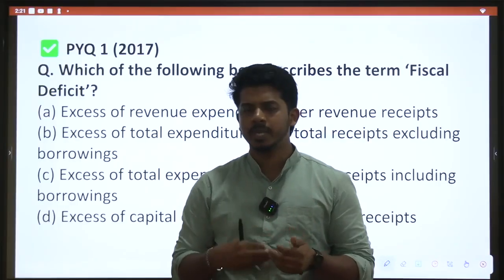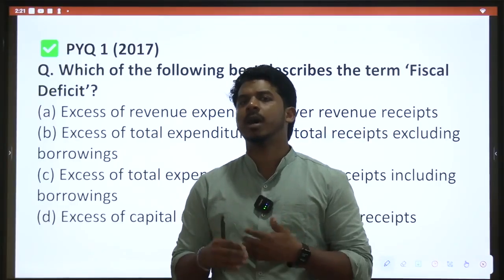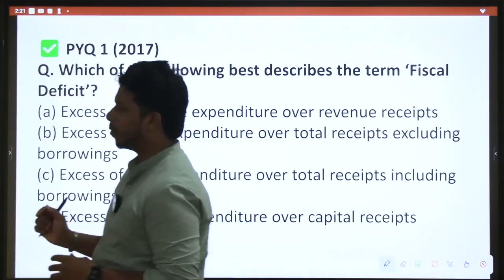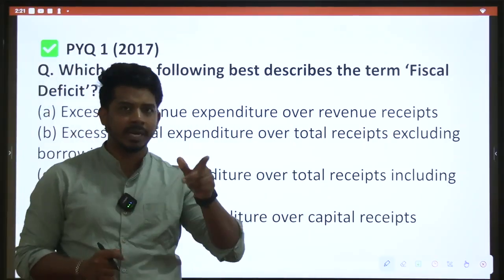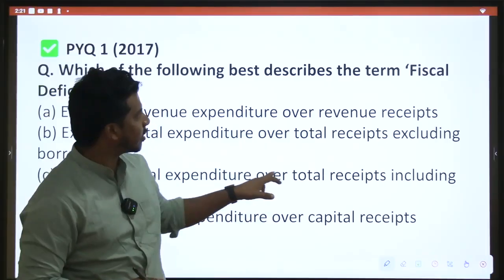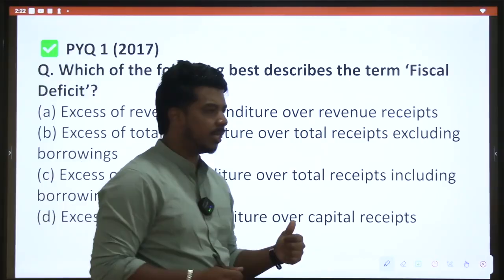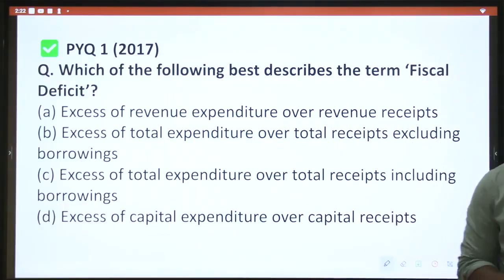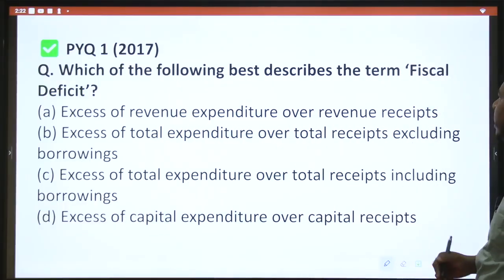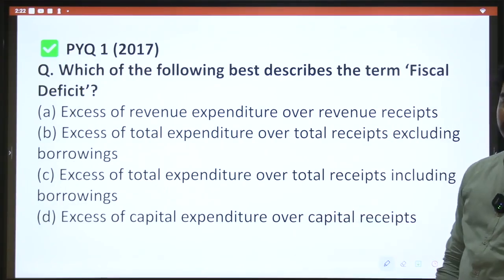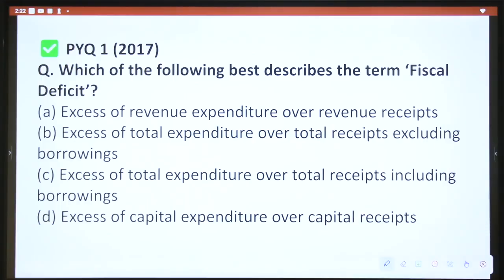So let us see some previous year questions on this topic to understand how questions are coming. You can see last year there were tricky questions. These are past questions. I think last year's question is missing, so I will add last year's questions in the next class. But see this question, still 2024. Which of the following best describes the term fiscal deficit? Among the given options, which best describes fiscal deficit? You can just pause the video and try yourself.